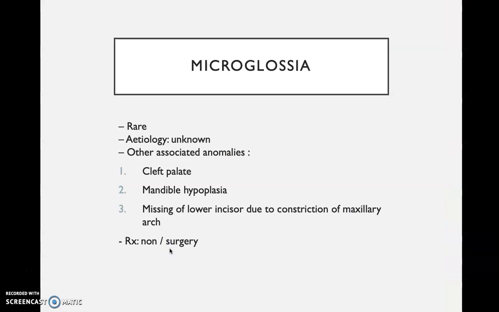Okay, so what is microglossia? You know from the word micro, it's small, and glossia means tongue. So it's something which is small tongue. It's very rare with unknown etiology. Usually it's associated with other anomalies, for example, cleft palate, mandible hypoplasia, or missing lower incisor because of the constriction of the mandible arch. So the treatment is usually none, or if the patient is having difficulty with eating or speaking, then you might have surgery.